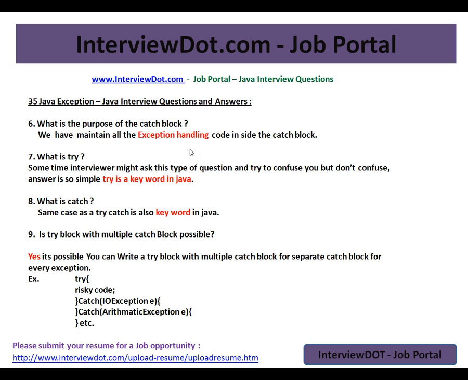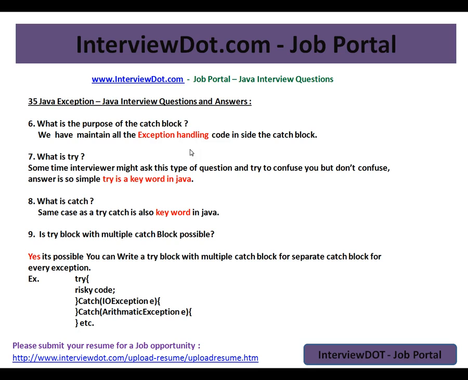Sometimes the interviewer might ask this type of question and try to confuse you, but don't get confused. The answer is so simple. What is try? Try is a keyword in Java. What is catch? It's the same case. Catch is also a keyword in Java.